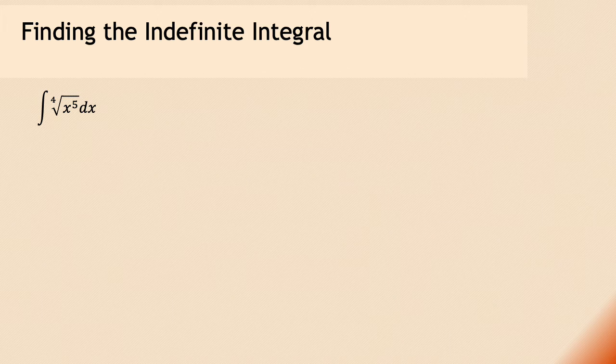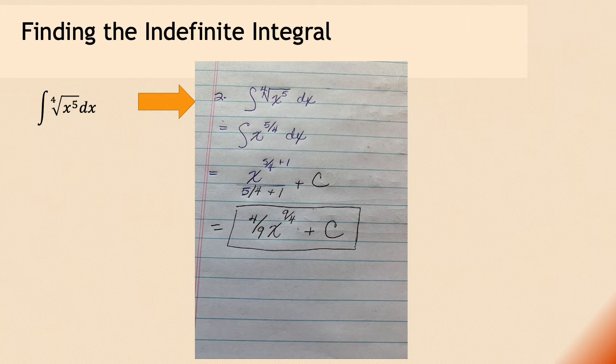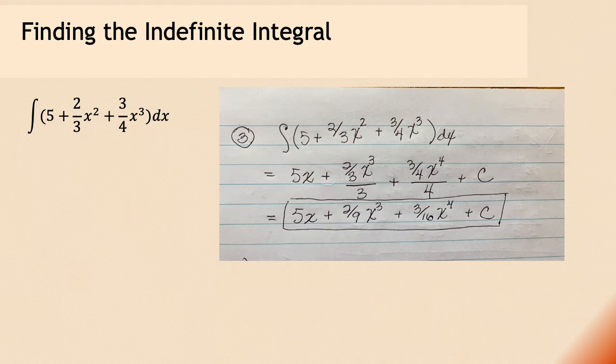Let's go on to a second example. Again, pause if you haven't tried it. Here is the answer. The first thing we want to do is a little pre-processing. We want to remove this from the radical notation and make it a rational exponent, and then apply the reverse power rule, and then simplify. And again, don't forget the arbitrary constant. All right, here's another one, and I've already put the answer up. Hopefully you will get the same answer as this. Again, this one is just an application of the reverse power rule and simplifying.